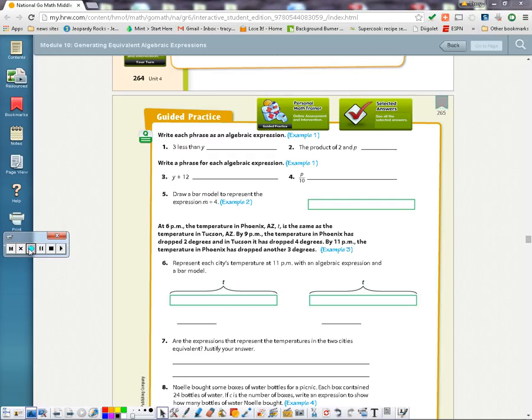What would be your algebraic expression for 3 less than y, and also the product of 2 and p? So go ahead and write your answers down for that. Once they're down, go ahead and put your pencil down so I know you're ready to go on.